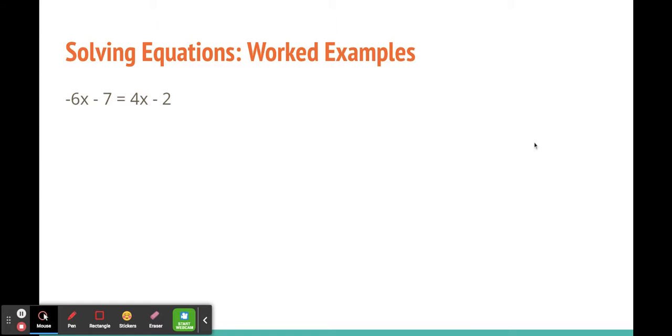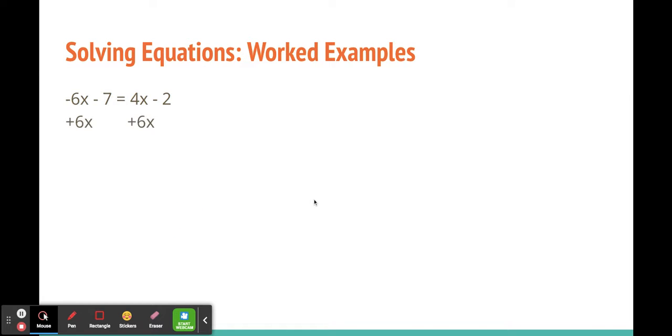So the first problem, negative 6x minus 7 equals 4x minus 2. There are 4 different ways you could start this problem. You could add 6x on both sides to get rid of the negative 6x on the left. You could add 7 to both sides to get rid of the minus 7 on the left. You could subtract 4x on both sides to get rid of the 4x on the right, or you could add 2 on both sides to get rid of the minus 2 on the right.